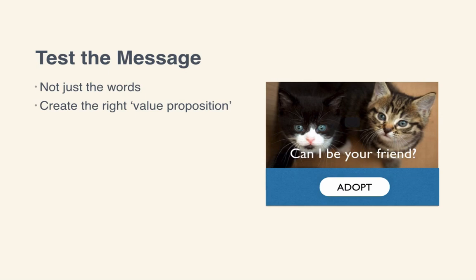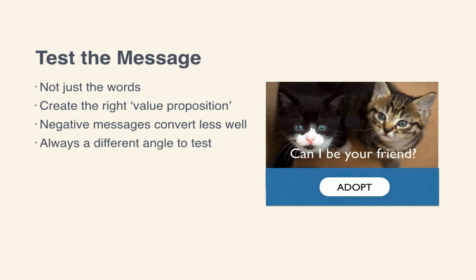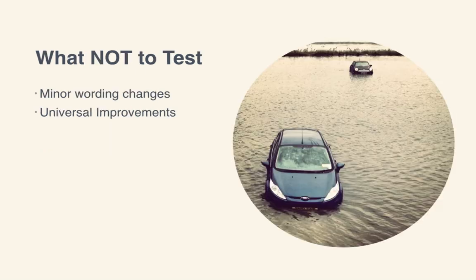One's a little bit more negative, and one's a kind of a plea, but it's a nice plea, and it's sort of slightly jokey. Can I be your friend? So they're kind of different, and they're going to have different results on different people. And it's kind of hard to say no to a kitten that's asking you to be your friend. So there's always a different angle to test, and you have to kind of dig out these different ideas and see which work best.